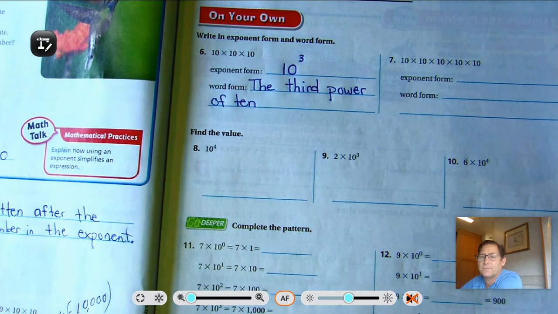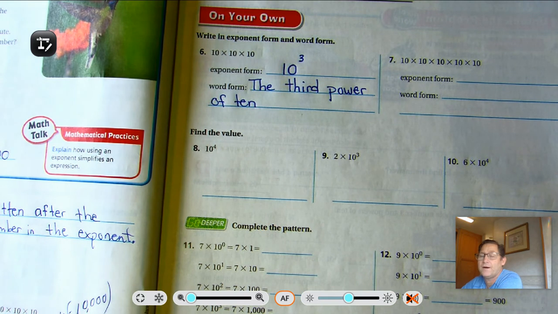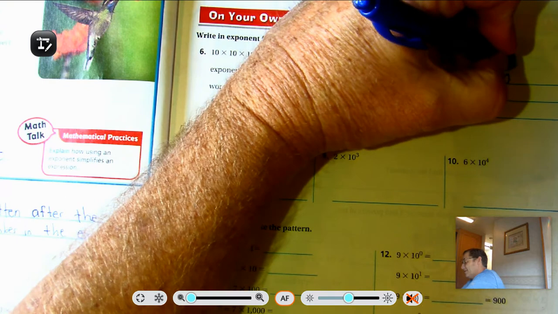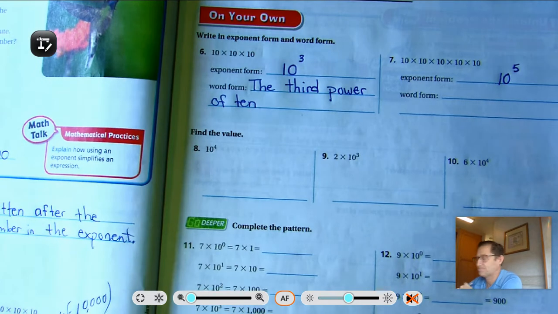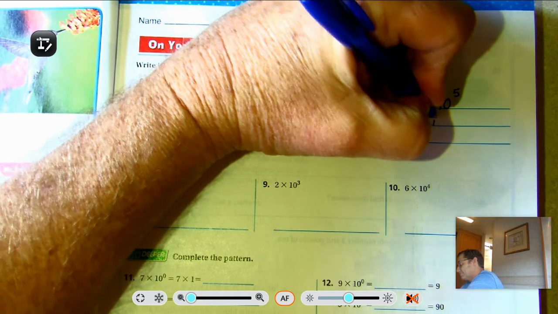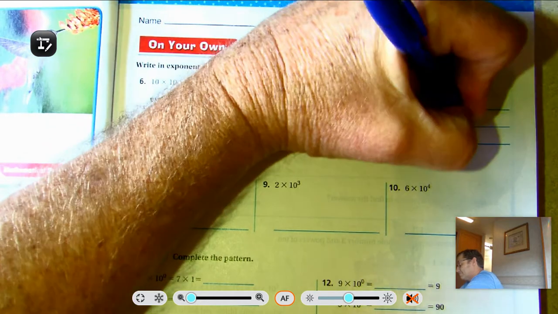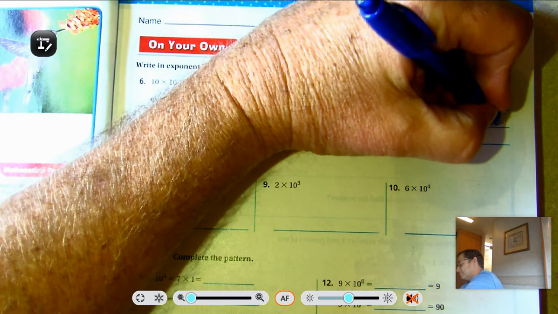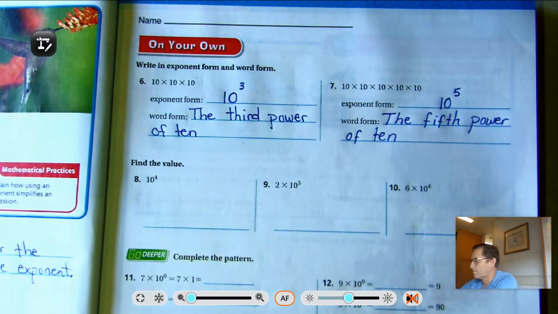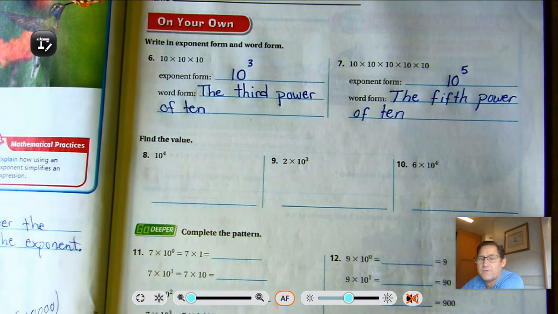Okay, number 7, I see 10 times 10 times 10 times 10 times 10. That's 1, 2, 3, 4, 5 repeating 10s. So it's going to be the fifth power of 10. And the fifth power of 10 would be 1 followed by 5 zeros. So 100,000.